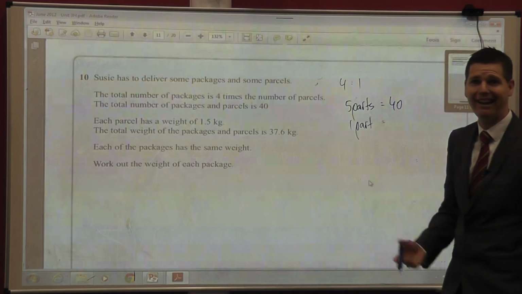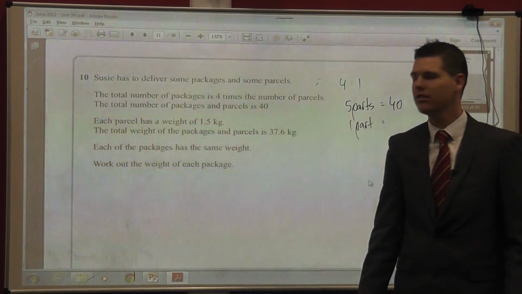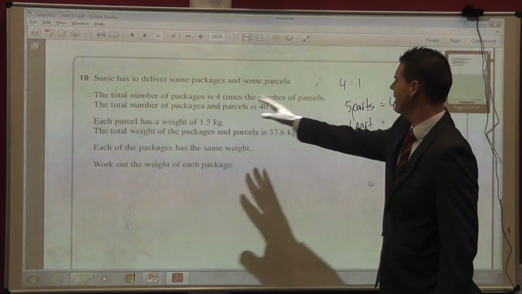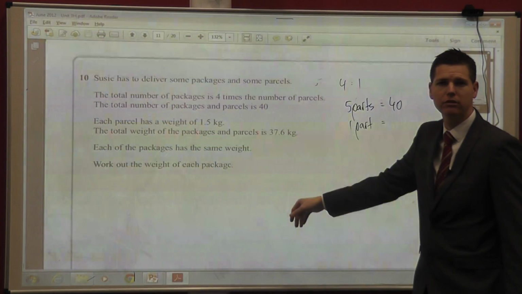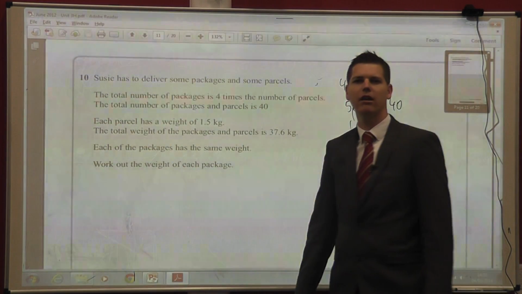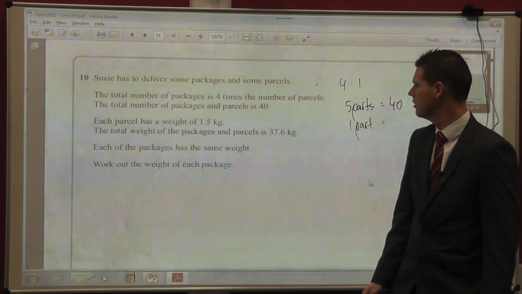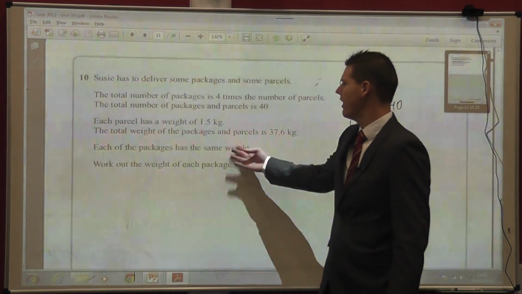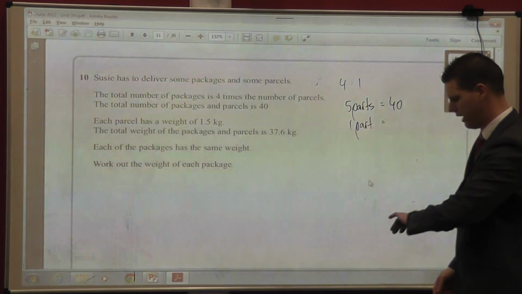is going to be, well, I'm not going to go through and give you all the answers. You work out what 1 part is, but then you can work out how many packages you have and how many parcels you have. And then once you know how many packages and parcels you have, the parcels are about 1.5 kilos each. You can work out how much is left for just the packages, and then you can divide that bit that's left by how many packages you have. Done.